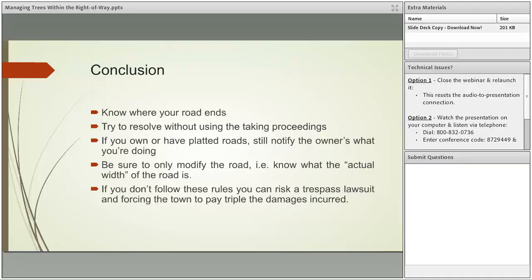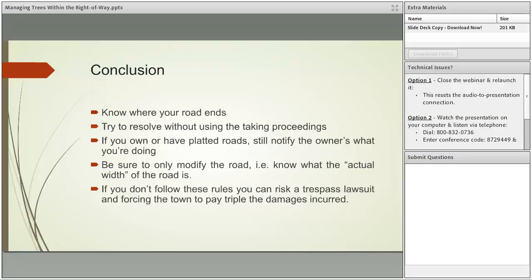Know if you have the full 66 feet or if you have, say, 50 feet. Be wary of how much the town board has and what the town board can modify. Try to resolve these tree issues without having to use that statutory proceeding. It's best to try to remain as friendly and to not use your authority as much as possible, as it makes the landowners feel like they have just more of a say in town business.